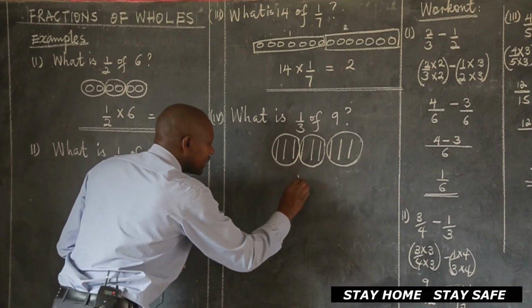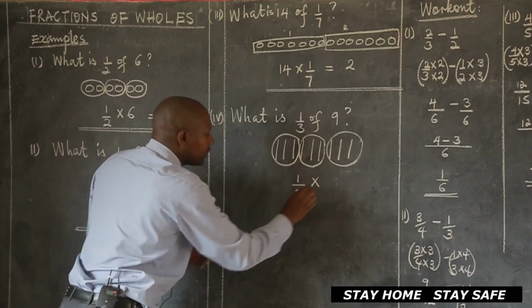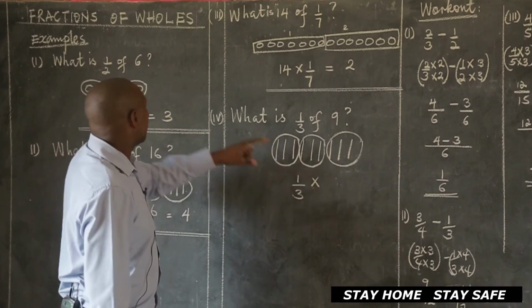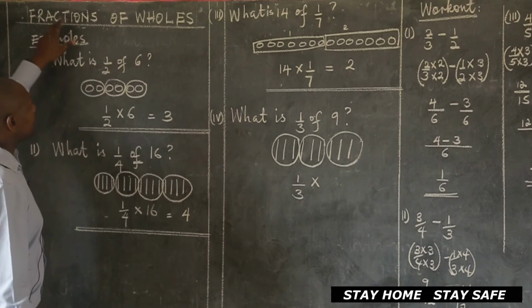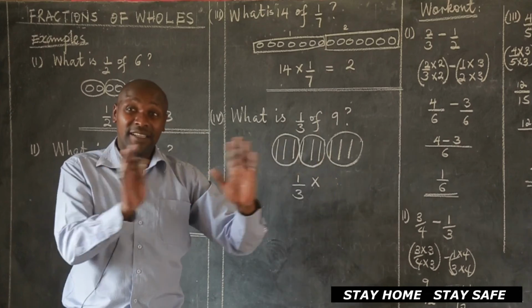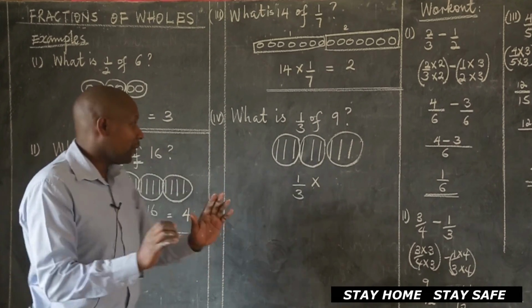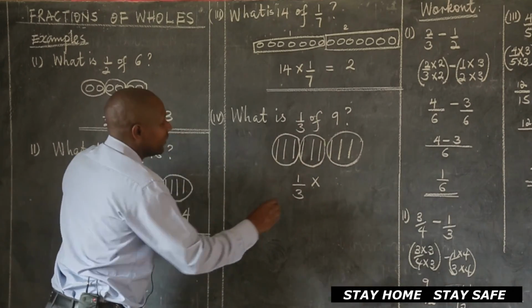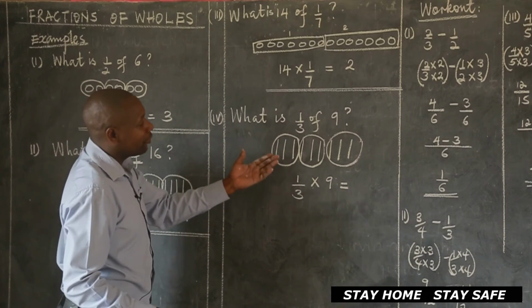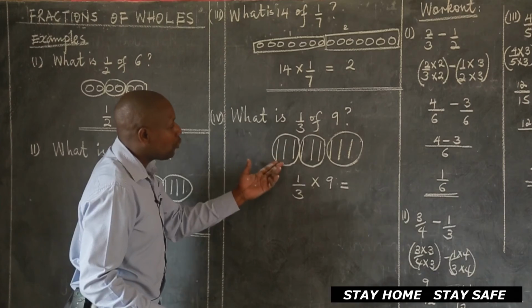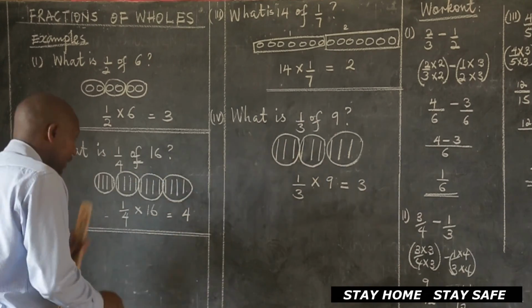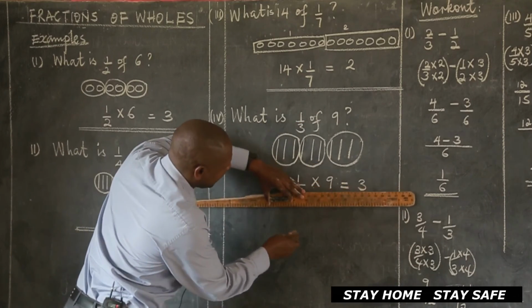And we just summarize and say a third times 9. I remember telling you the word of means multiplication. It is already here. Fractions of wholes. We are getting fractions times whole numbers. That's the meaning. Simple. So if I have a third times 9, my answer, somebody has already said the answer. You count the number of groups. 1, 2, 3. And these are 3 groups. Finally, get your ruler and underline, okay?